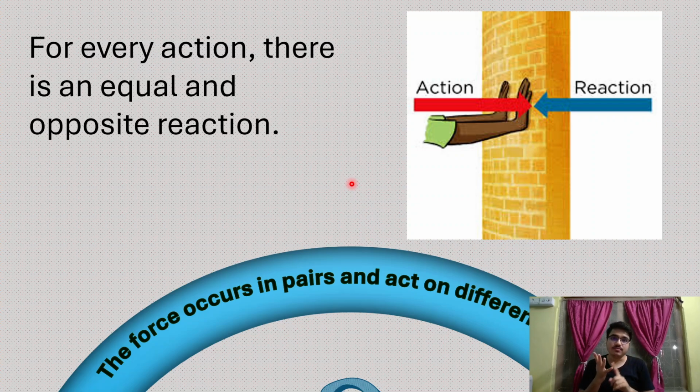Also, they act on different bodies, right? They act on different bodies. When I am pushing the wall, the action is on the wall. When the wall is pushing me, the reaction is on me. 2 different bodies, right?